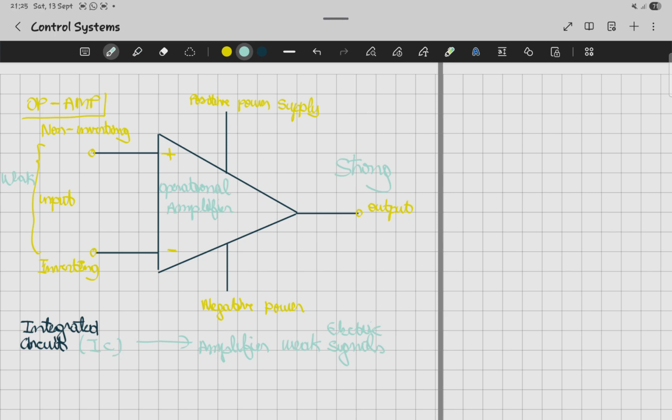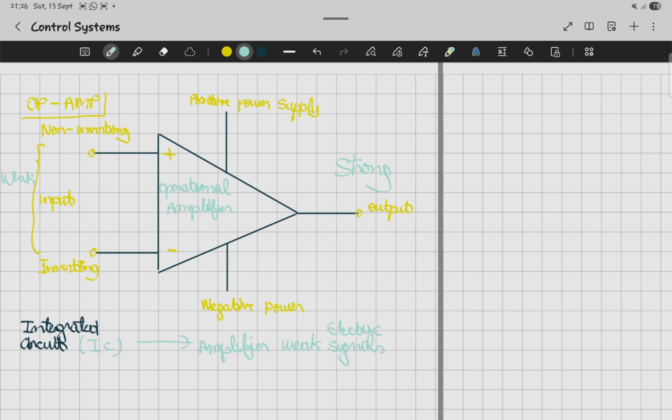And when you use an operational amplifier, we always combine it with another circuit. Okay, and let me give an example of when we can use an operational amplifier. Let me just give you a simple example.